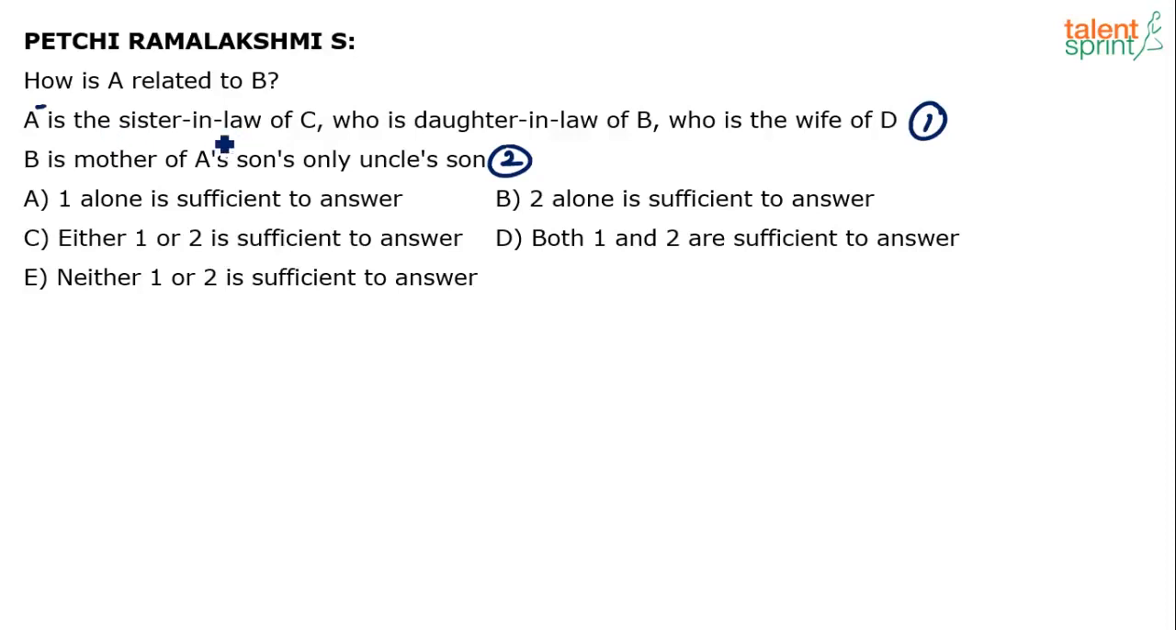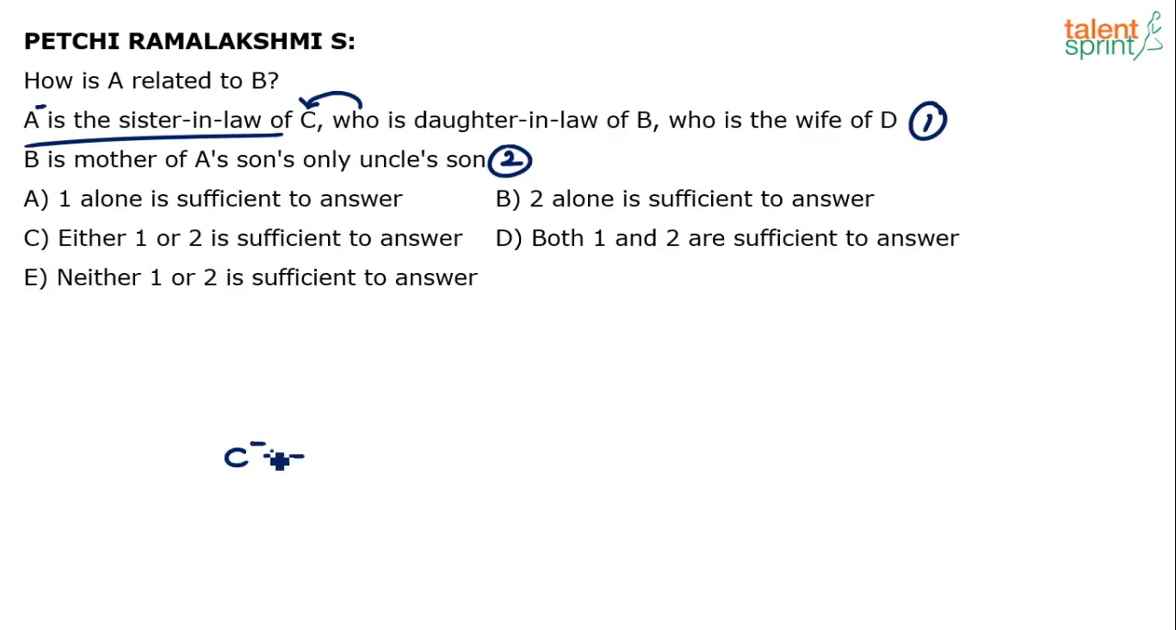So I'll just park this for a moment. Let's look at the remaining part of the statement. Who is the daughter-in-law of B? Who here refers to C. Who always refers to the preceding person. So here C is the daughter-in-law of B. So try to plan that. C is the daughter-in-law, so C is female.